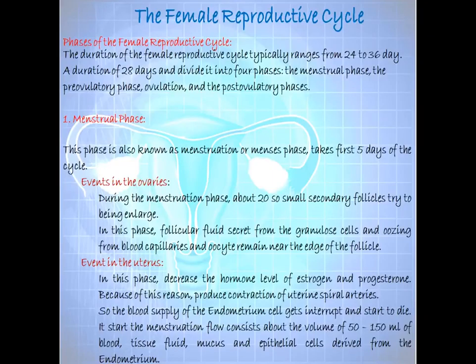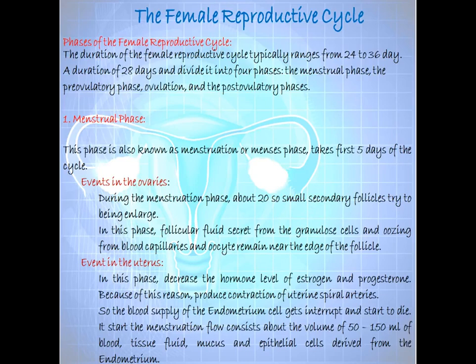The female reproductive cycle. The phases of the female reproductive cycle. The duration of the female reproductive cycle typically ranges from 24 to 36 days; taking a duration of 28 days, it is divided into 4 phases: the menstrual phase, pre-ovulatory phase, ovulation and the post-ovulatory phase. First one is the menstrual phase. This phase is also known as menstruation or the menses phase, and takes the first 5 days of the cycle.